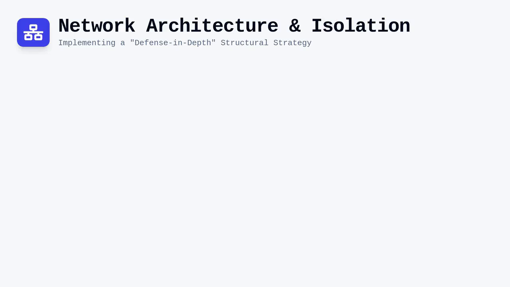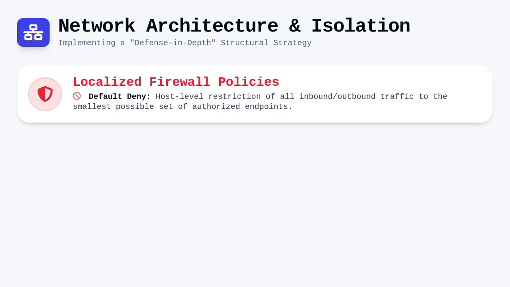Once the services are minimized, the attention shifts to the network architecture surrounding our sensitive components. Implementing localized firewall policies is a mandatory progression where we restrict both inbound and outbound communication to the smallest possible set of authorized endpoints. If a component does not explicitly need to talk to a network segment, that communication path should be blocked by default at the host level through host-based firewalls.